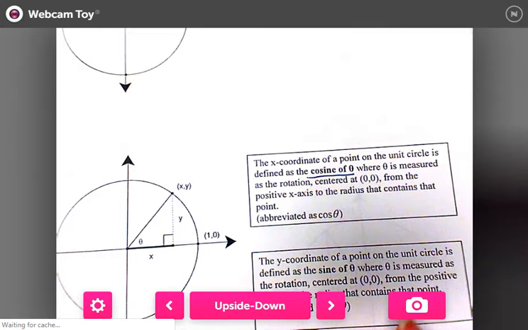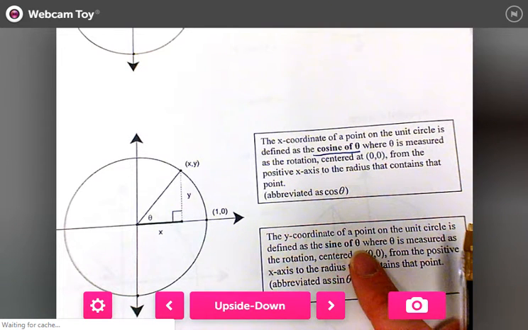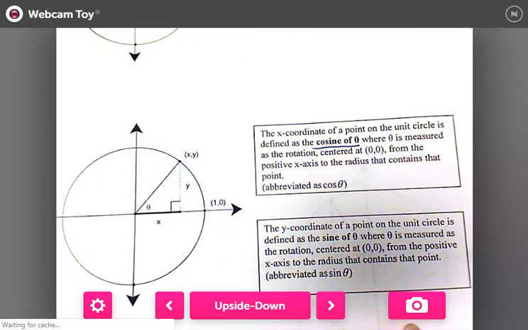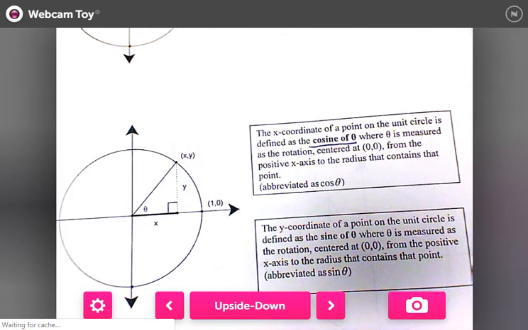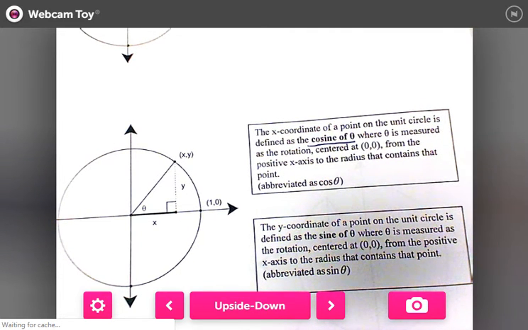The y-coordinate of a point on the unit circle is defined as the sine of theta, where theta is the measure of the rotation centered at 0, 0, from the point of the x-axis to the radius that contains that point, abbreviated as sin theta. So we call them cosine and sine.